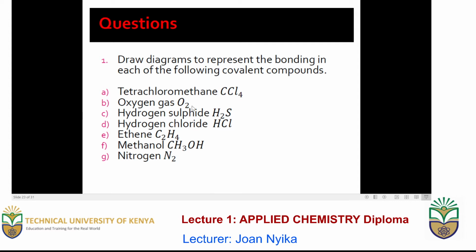The same case for oxygen. How many electrons does one oxygen atom require to get to an octet state? And how is the sharing going to be? Is it in a single, double, or triple bond? And the same case for all these others.